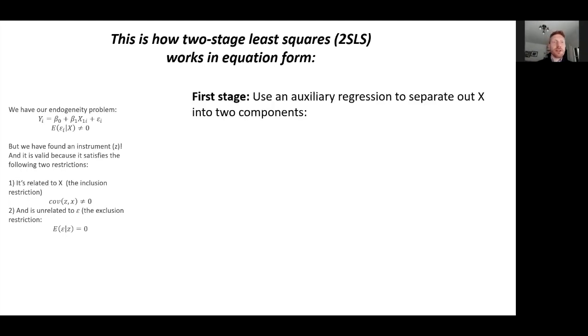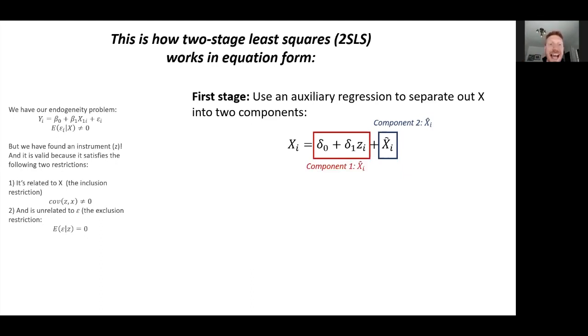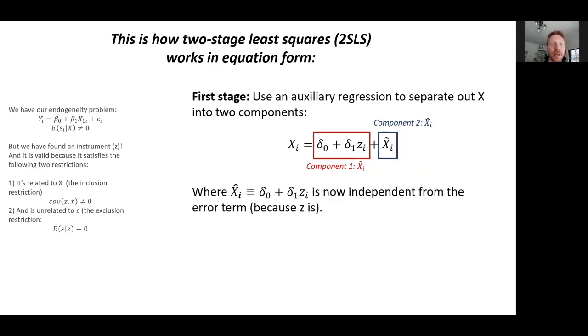So let's walk through how this two stages works. It works, you might be surprised, in two stages. Our first stage is that we're going to use an auxiliary regression to separate x out into two components. So our dependent variable in this auxiliary regression is going to be x, and our independent variable is going to be z. And we're going to write the error term as x tilde to emphasize that it's a portion of x that is unexplained by z. So we have separated x out into two components. The second component, x tilde, which is still going to be related to the error term, and this first component, x hat, which is going to be unrelated to the error term because z is unrelated to the error term. So now we have separated x out into a portion that is unrelated and a portion that is.